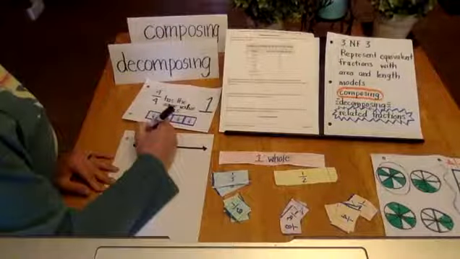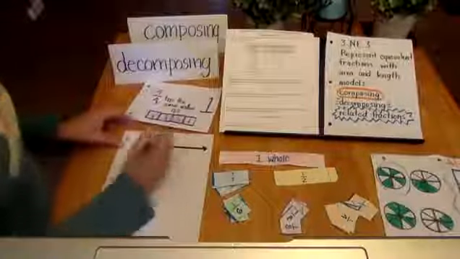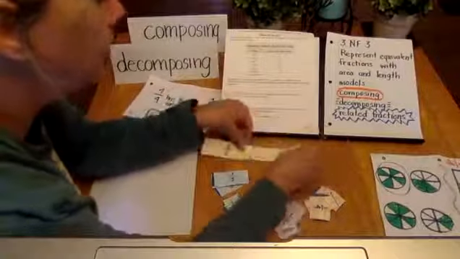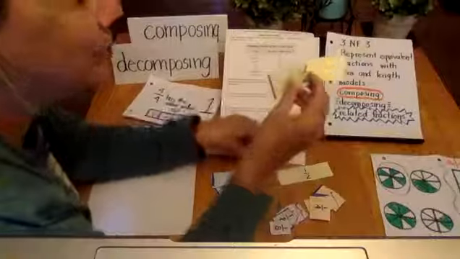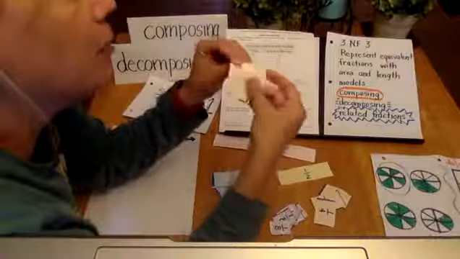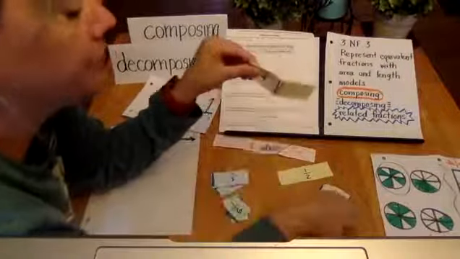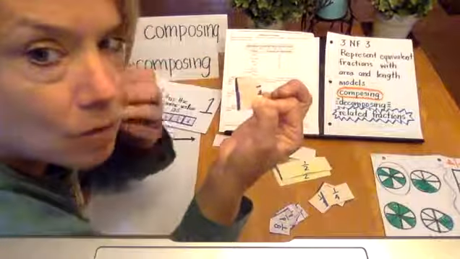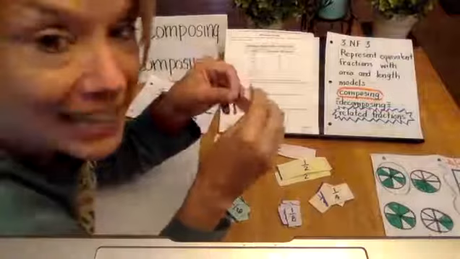So this is going to be Chris. And what do I know about my fractions of 1 whole? I know if I compose 2 halves, I get 1 whole. If I decompose a half, I get 1/4. If I compose 2/4, it has the same area as a half. But if I decompose a fourth in half, I get 1/8. So that's why those are called related fractions.